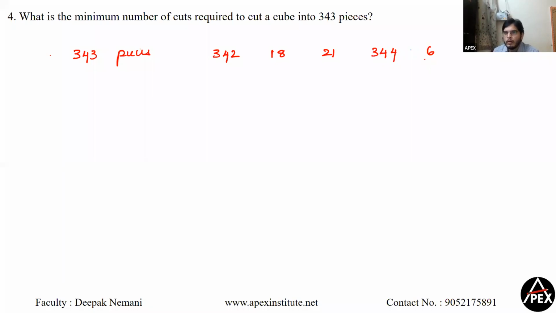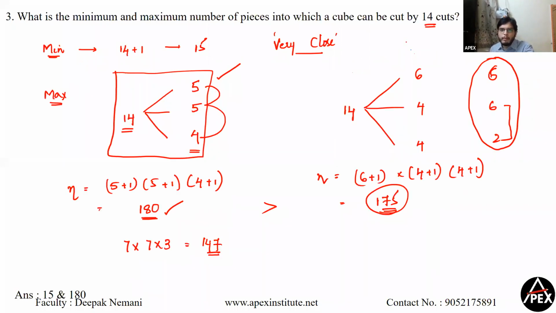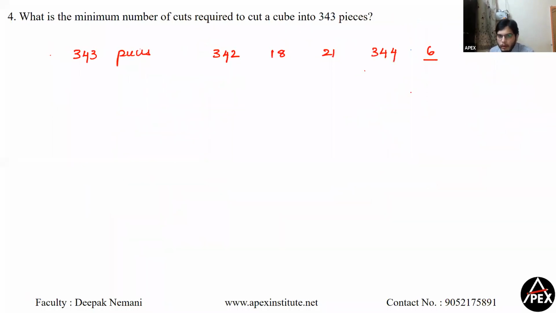Okay, so the answer is 18. Perfect. Okay, now is this question same as the previous question? Yes or no? No. Okay, because in the previous question we were talking about the minimum and maximum number of pieces that you will get. But here we are asked to determine the minimum number of cuts.